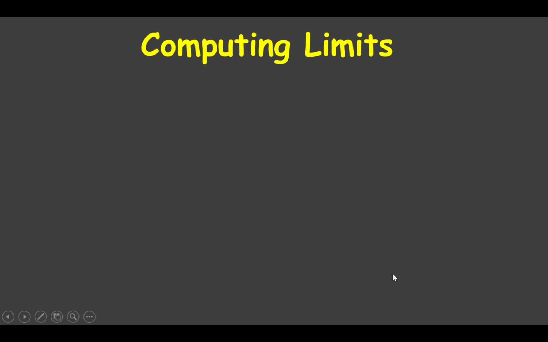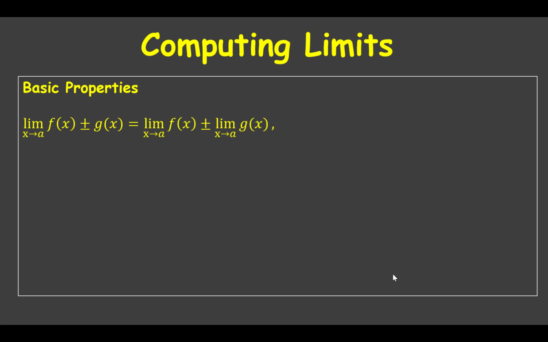Let's start with some basic properties for limits. First, the limit of f(x) plus g(x) is equal to the limit of f plus the limit of g. In other words, the limit of a summation is equal to the summation of the limits. The same is true if you take f minus g. So you just replace the plus sign with a minus sign, and also you replace it over here.